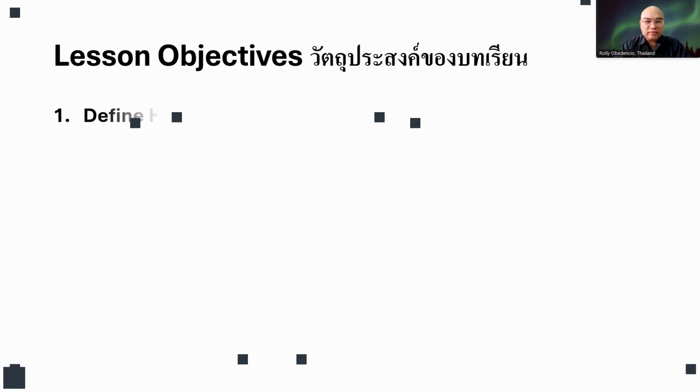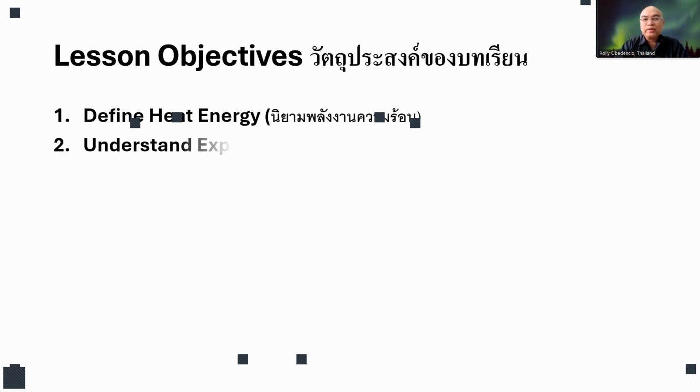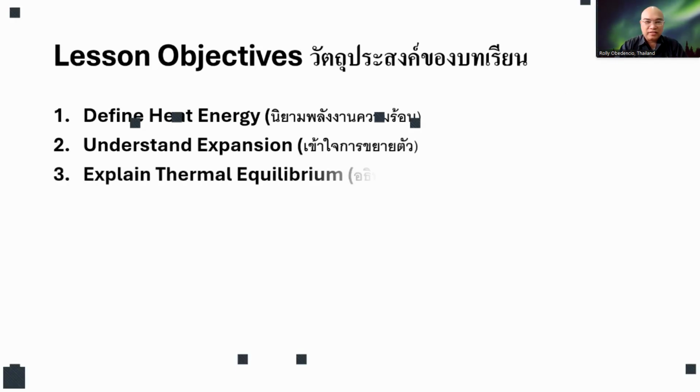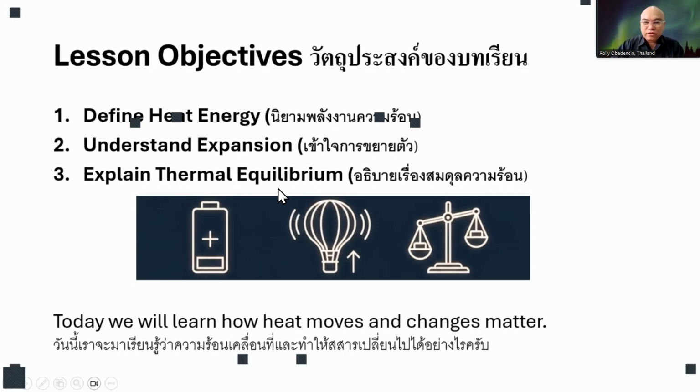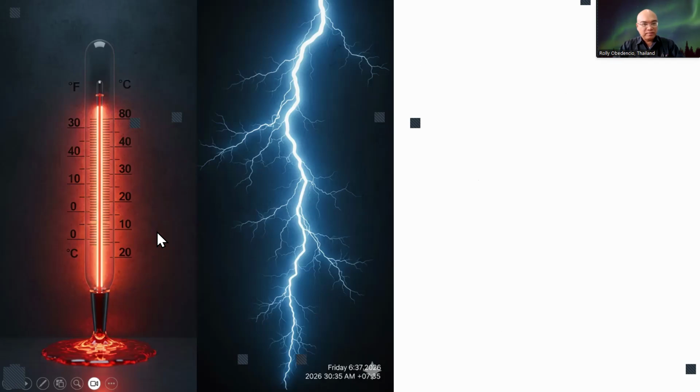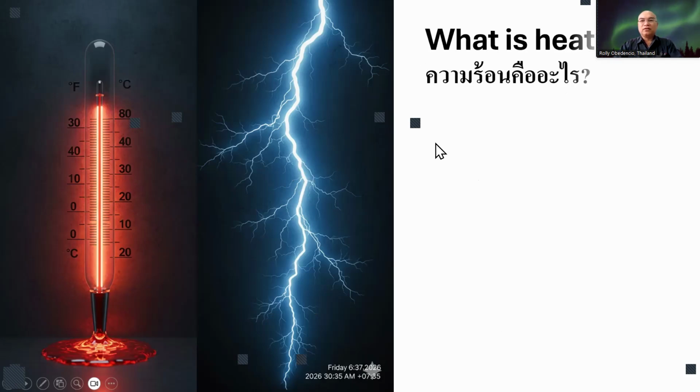Now, our objectives today are to define heat energy, understand expansion, and explain thermal equilibrium. Thermal means heat. Equilibrium means balance. So heat balance. Today we will learn how heat moves and changes matter. What do you see in the picture? Of course, a thermometer, and we have a source of energy in the form of lightning. Okay? So what is heat?